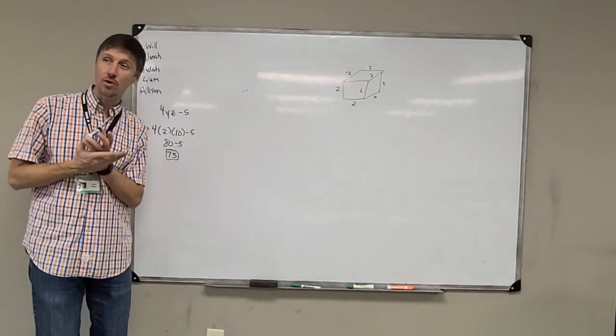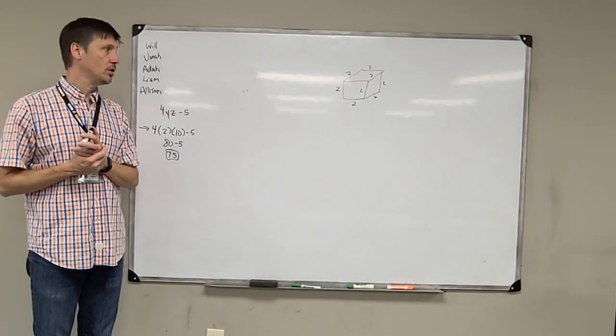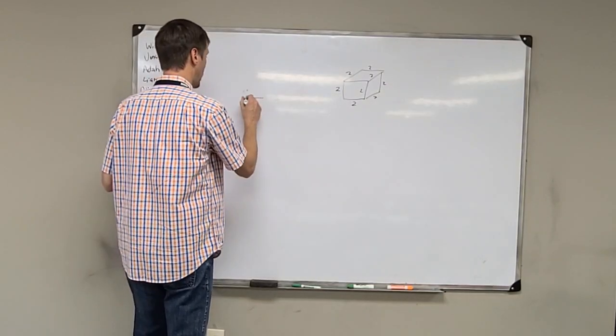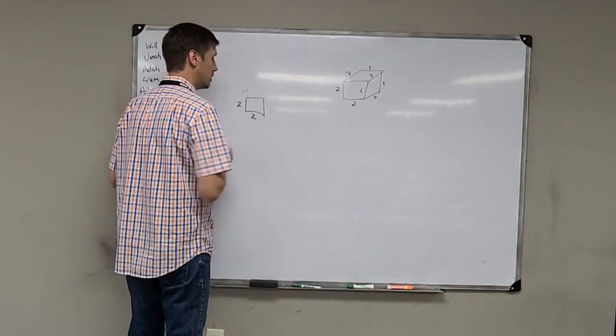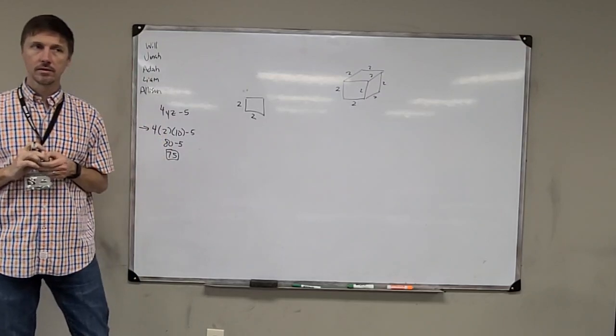But a cube has 6 sides. So when we're talking about the surface area of a cube, we know how to find the area of a square. We should. What's the area of a square?